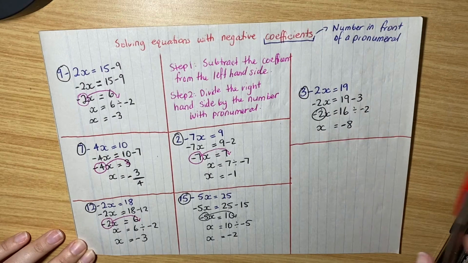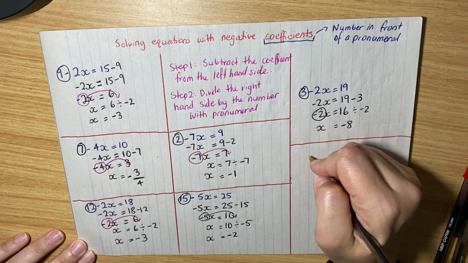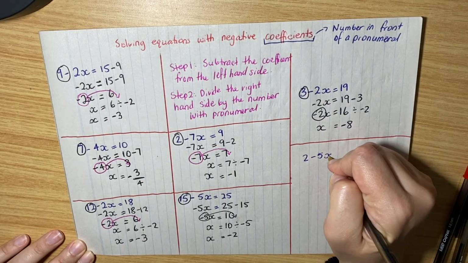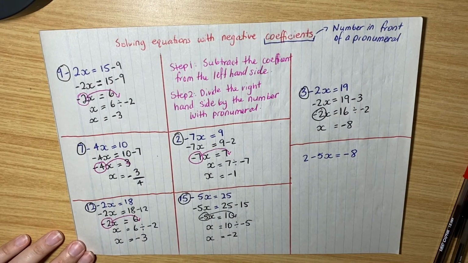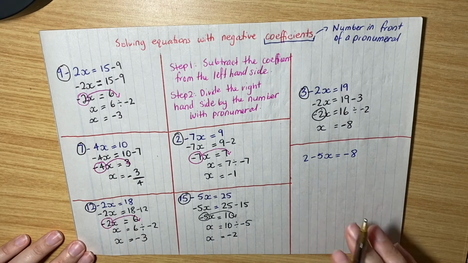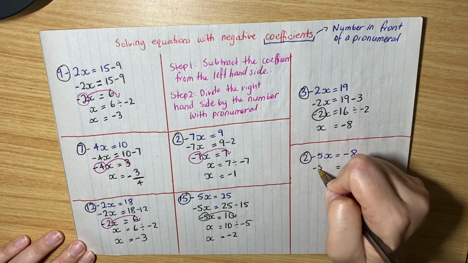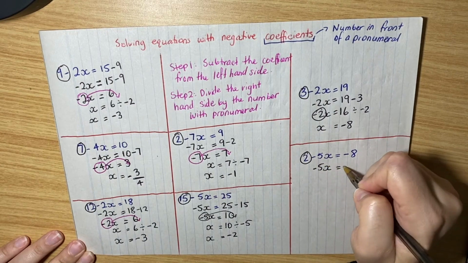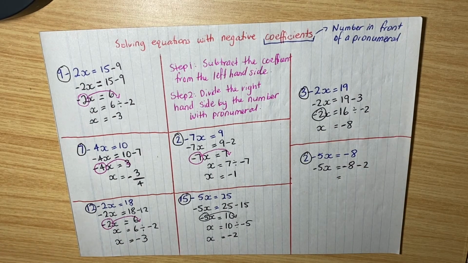All right, now last example I'm going to do is 2 minus 5x equals minus 8, okay? So this is a bit different because the answer is negative. That's okay. We're going to use the exact same method. So we're going to go minus 5x equals minus 8 minus 2, which should equal minus 10.